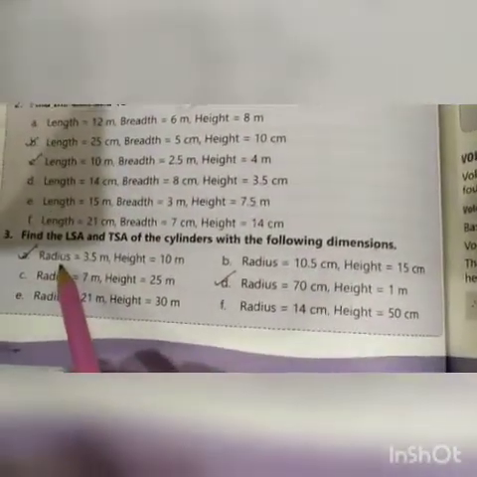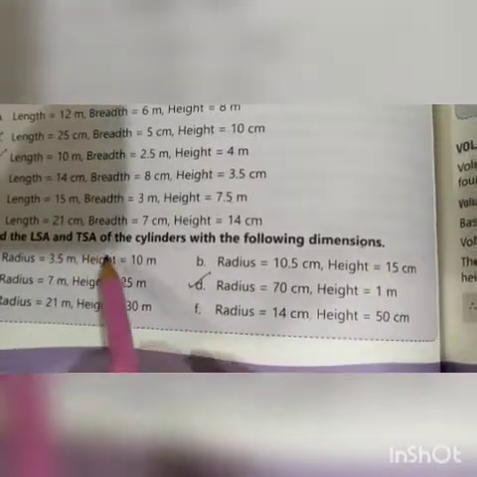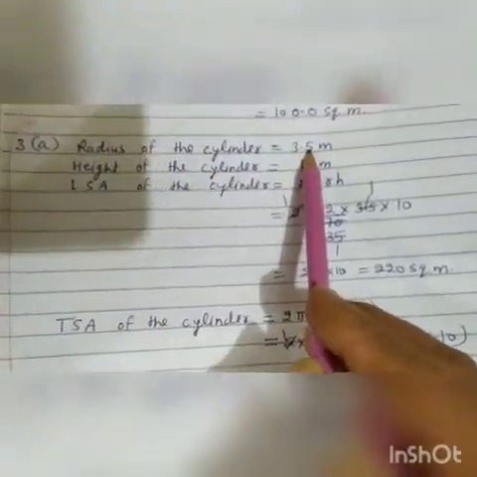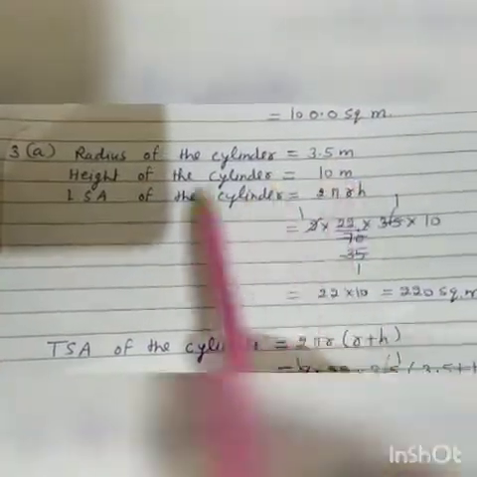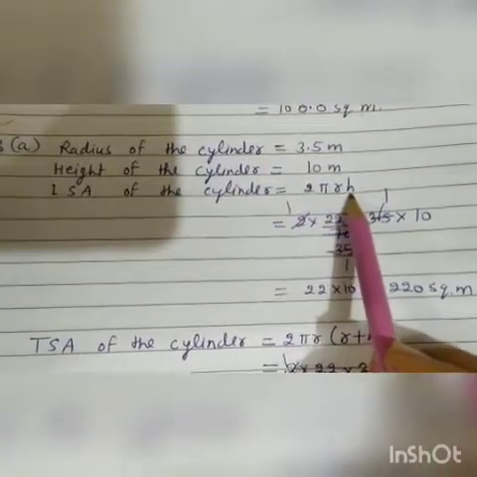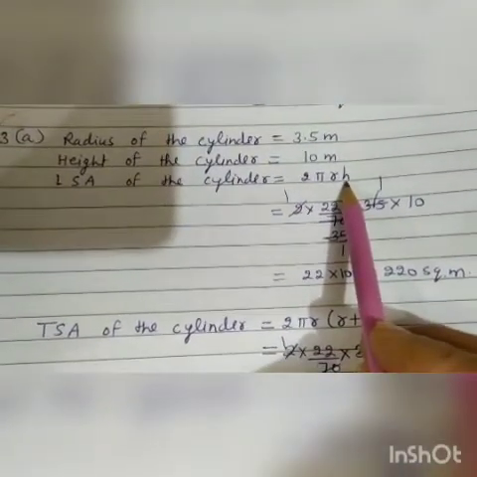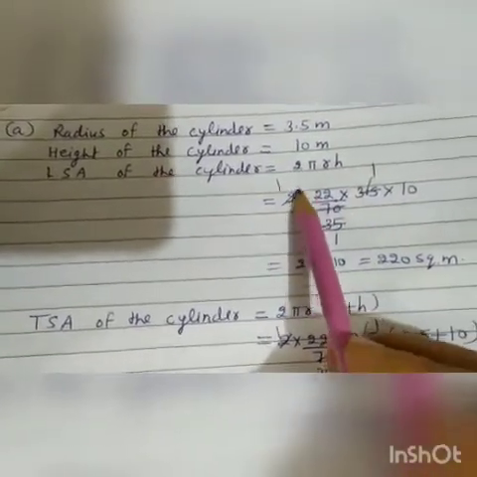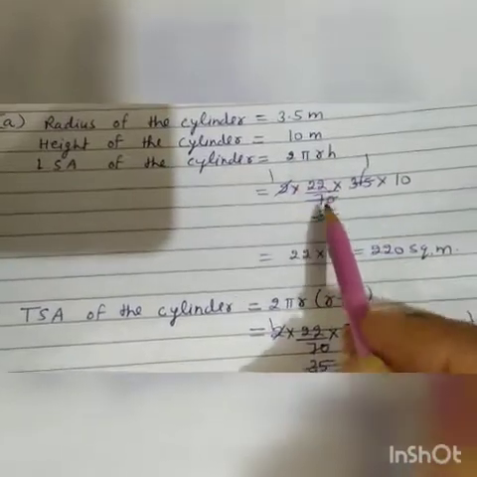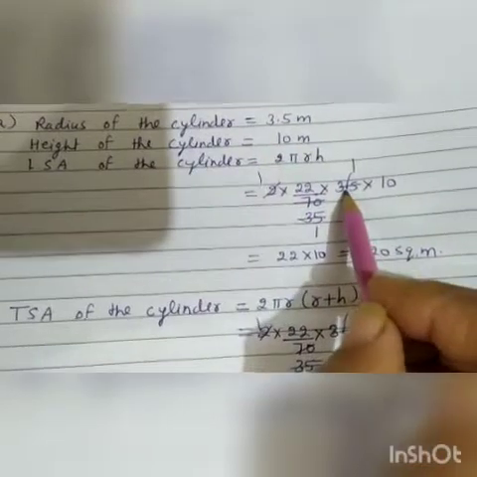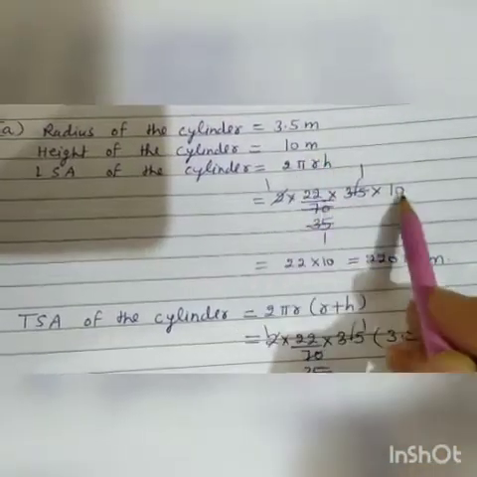So here what is given? Radius of cylinder is given 3.5 meter and height is 10 meter. First we will write radius of the cylinder 3.5 meter. Height of the cylinder is 10 meter. Then lateral surface area of the cylinder is 2 pi rh. This is the formula to find lateral surface area of a cylinder. 2 pi rh. 2 is here, multiply, value of pi is fixed, that is 22 upon 7, multiply r is 3.5 given here, multiply h is given 10.